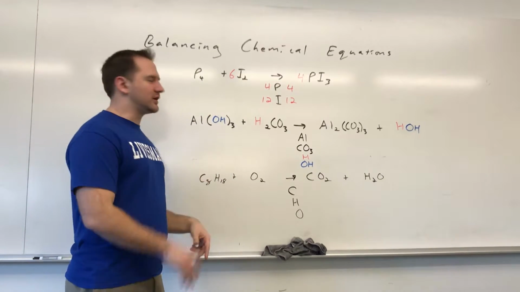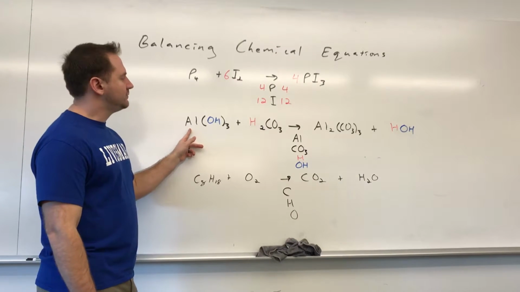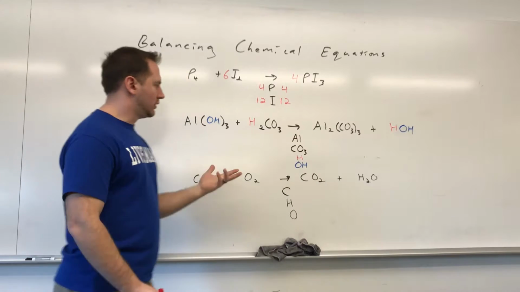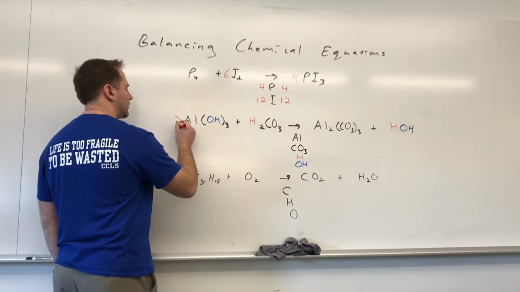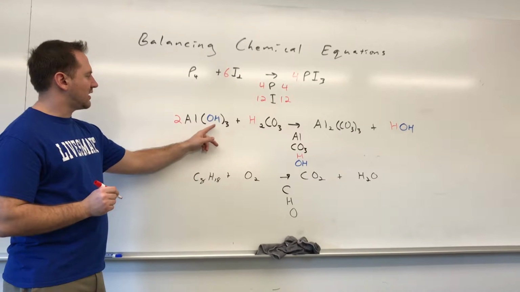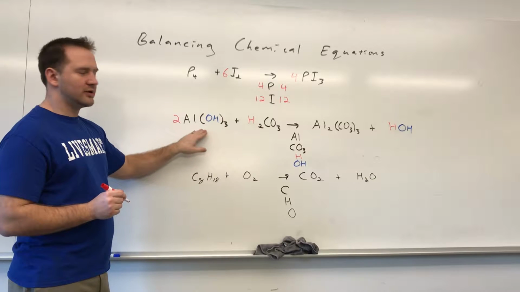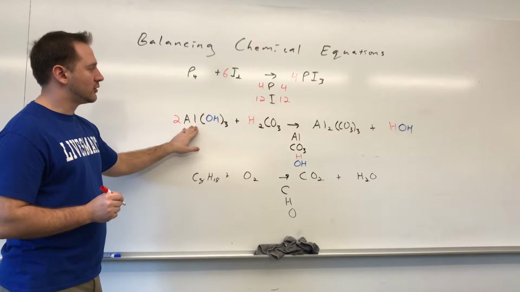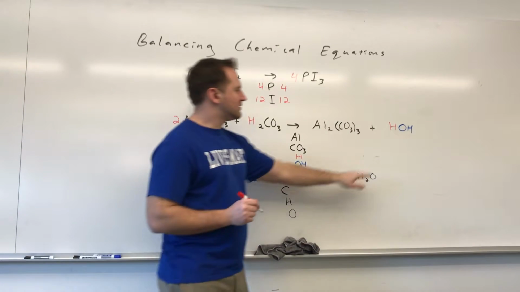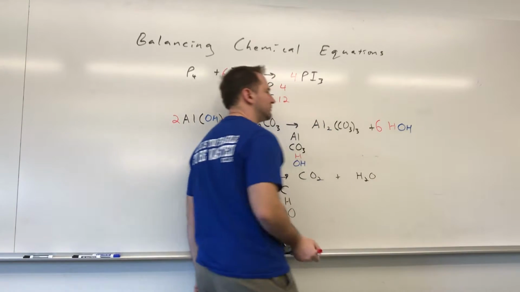So let's start with the other things and then worry about those. First, I see that I have 1 aluminum on the left side, and I have 2 on the right. So in order to balance those, I have to put the coefficient 2 here. Now, I look and see that that means I have 6 hydroxides, because if I have 2 of these, and each one of them has 3 hydroxides, that's a total of 6. So that means I have to have 6 hydroxides on the right side. So I'm going to put the coefficient 6 in front of there.